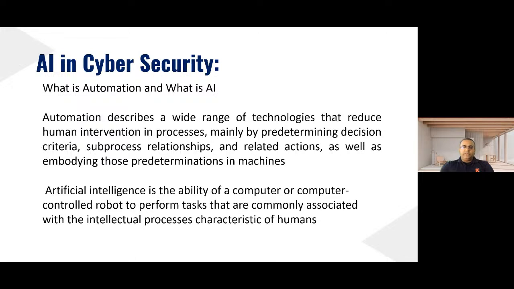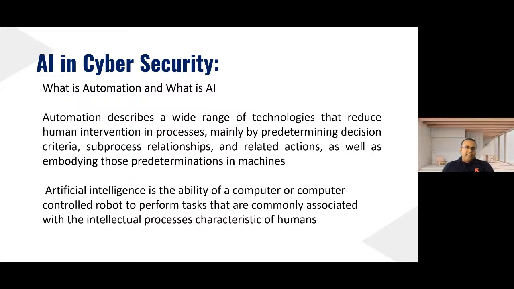And AI is different. Artificial intelligence is the ability of a computer-controlled robot to perform tasks that are commonly associated with the intellectual processes characteristic of a human. So what makes humans better? What do you mean by intelligence? Intelligence is the ability to make a choice, take a decision, take a point of view. That is what makes intelligence.